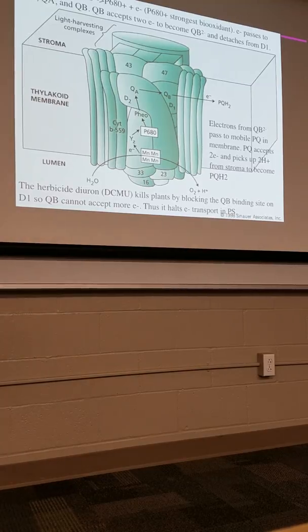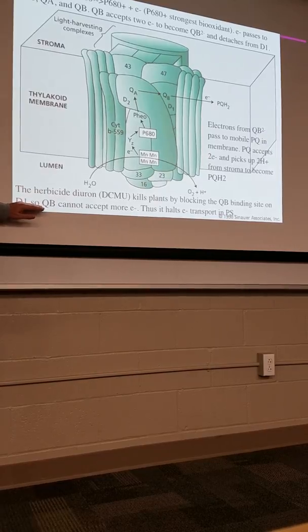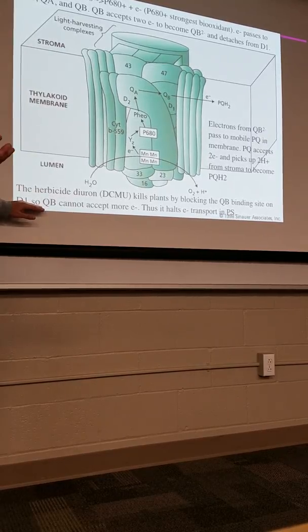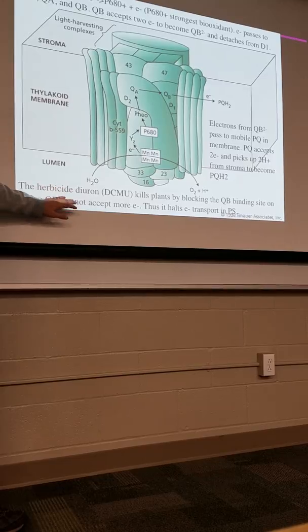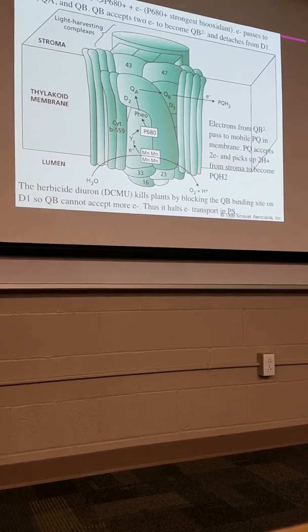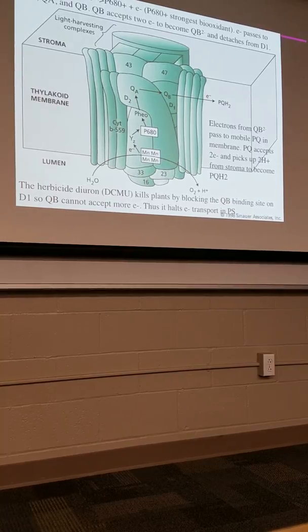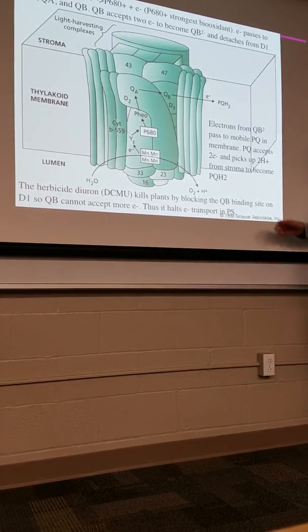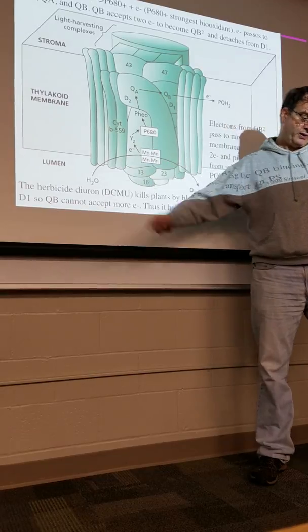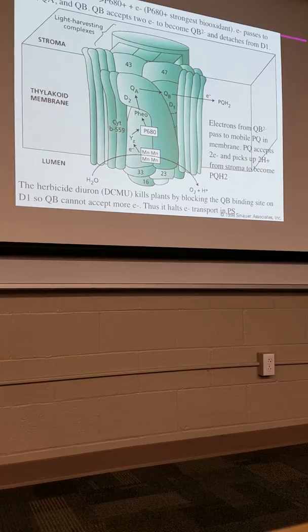DCMU simply interacts with D1, which holds our reaction center, and prevents semiquinone from binding. In this manner, it completely stops electron transport. And usually what happens is the reaction center continues to absorb energy. What do you think happens to it?